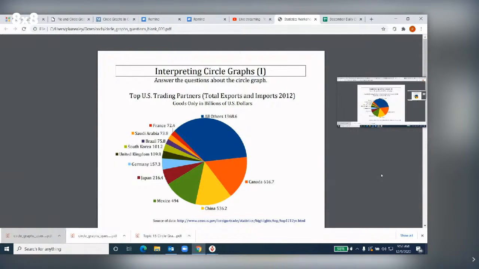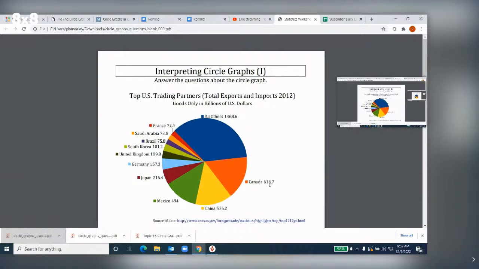So once again, first thing we want to do is look at the title. This is top U.S. trading partners, total exports and imports in 2012. And this is goods only in billions of dollars. So each one of these figures is in billions of dollars. They list by countries, and we'll start with Canada. Canada would be our biggest trading partner.